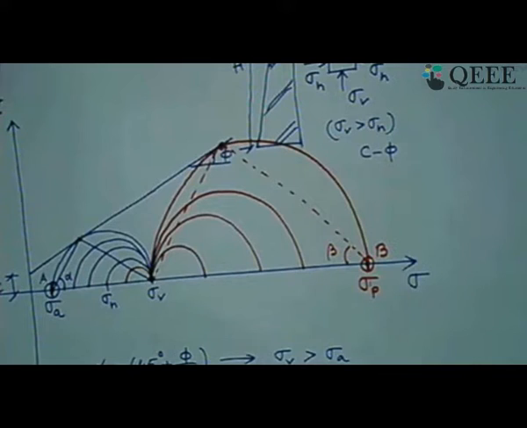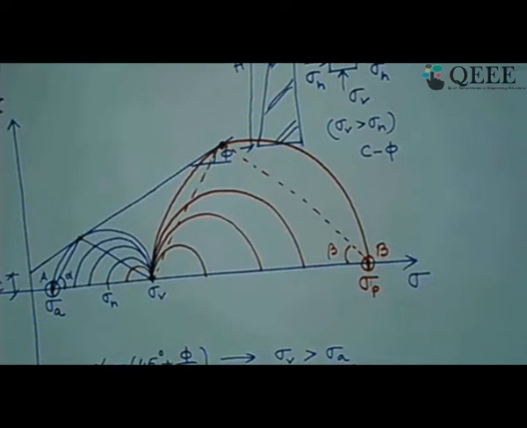Whereas for passive state, what happens? You can see here clearly that sigma V is less than sigma P. So what happens in this case? In this case, sigma V is nothing but the minor principal stress and sigma P is nothing but the major principal stress. Okay, so with respect to which stress direction this angle of inclination occurs, let us see.